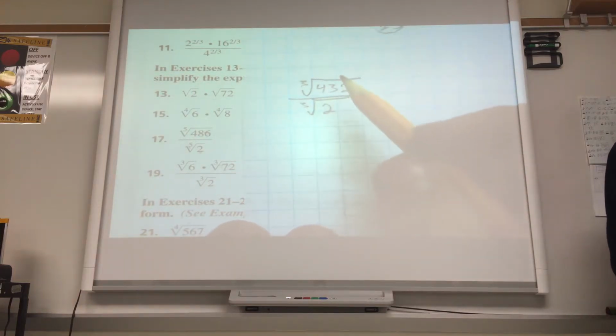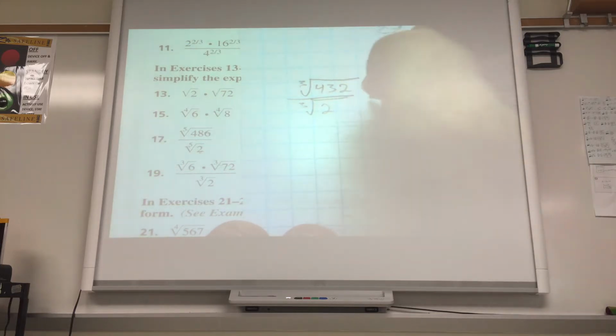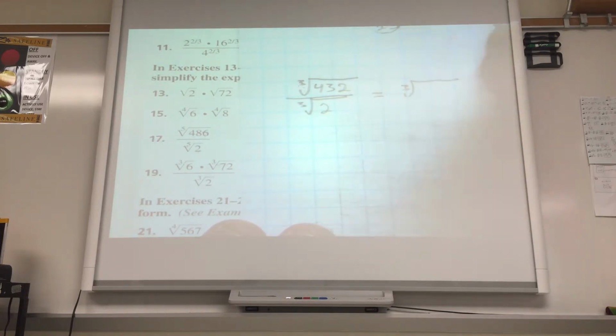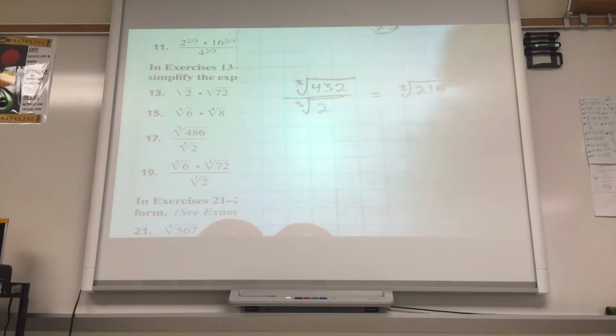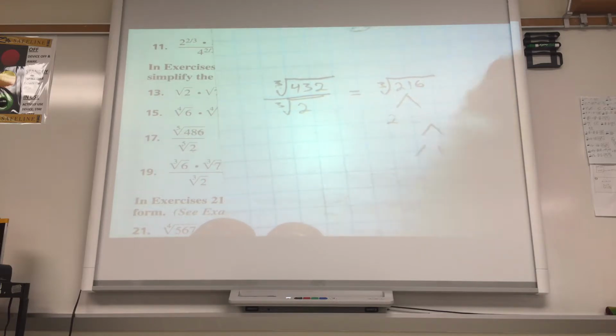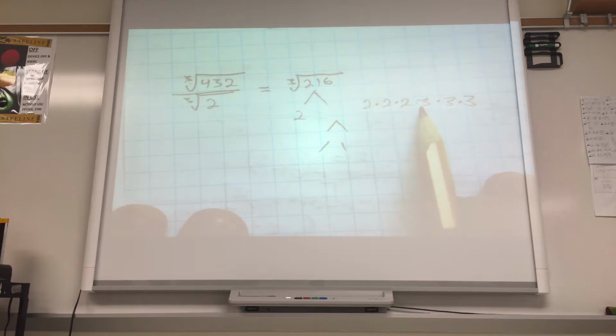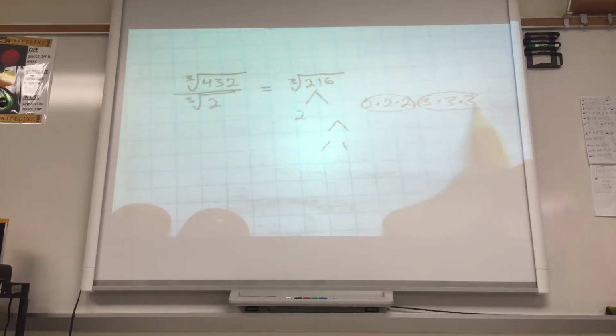All right. Anyway, so 432 divided by 2, I can do that because it's the same degree root. That is going to be the cube root of 216. And if you break 216 down by dividing by 2, and you keep breaking it down, you find that you get 2 times 2 times 2 times 3 times 3 times 3. And that ends up being the cube root of 216. And you have 3 2's and you have 3 3's, and there's nothing left underneath.